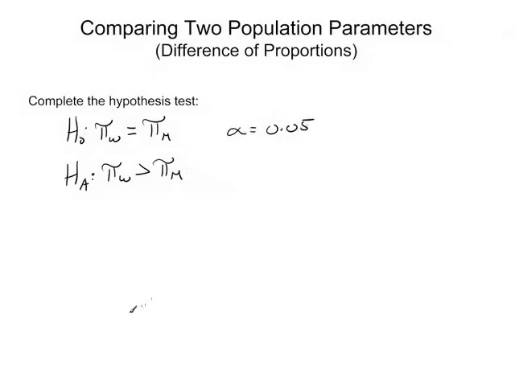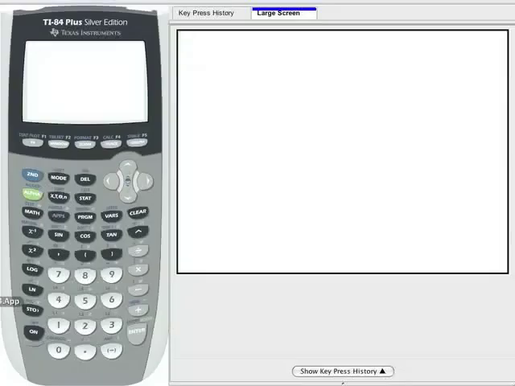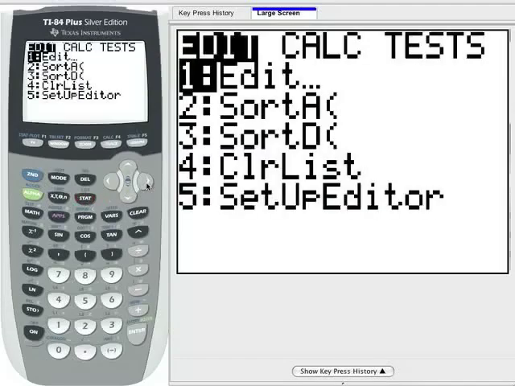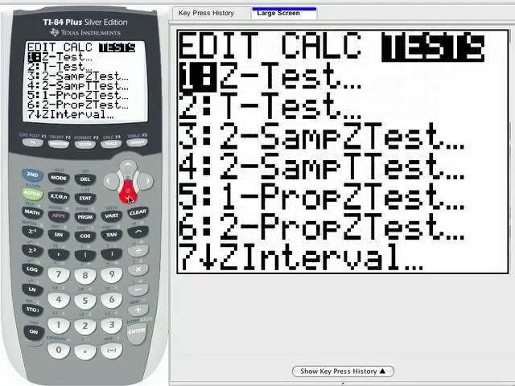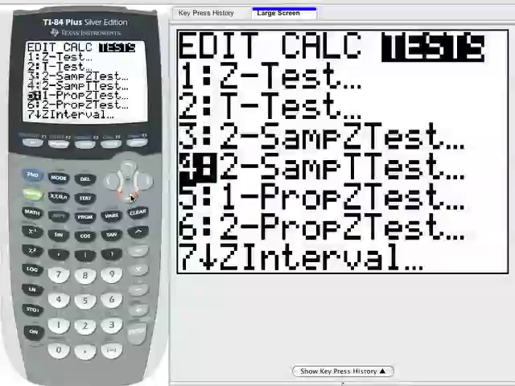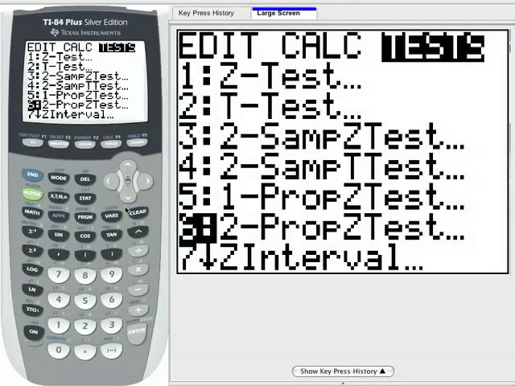Now, to actually complete this, we would use a 2-prop z-test. So let's jump to the calculator, go to Stat, Tests, and you see option 6 is 2-prop z-test. Option 5 was 1-prop z-test. When we're testing one proportion against some value, that's what we use. When we're comparing two proportions, we use a 2-prop z-test.